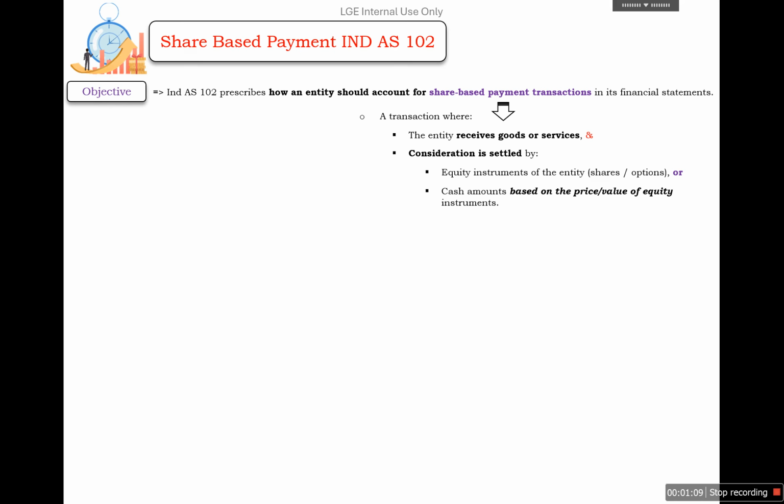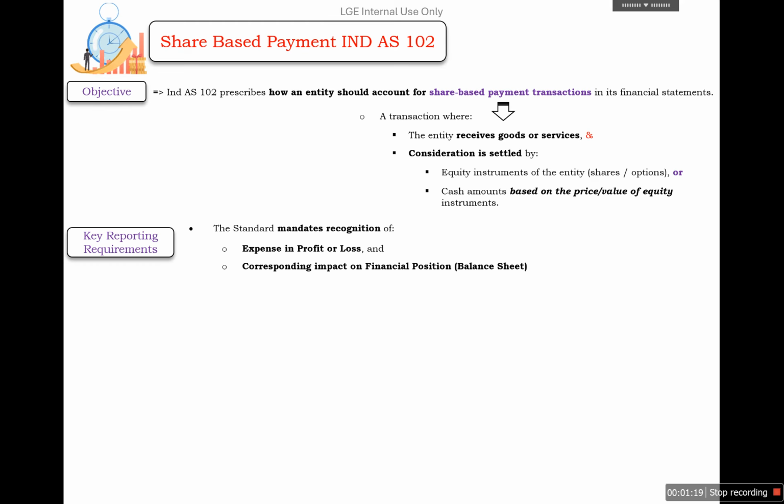So the main mandate of this Ind AS is booking the expense in the profit and loss account and a corresponding second impact in the financial position, that is, the balance sheet. This applies even if there is no cash outflow for the entity, because if it is issuing equity, options, shares, etc., there is no cash outflow, but we need to book an expense in P&L, and correspondingly we need to book the other impact in the financial position.